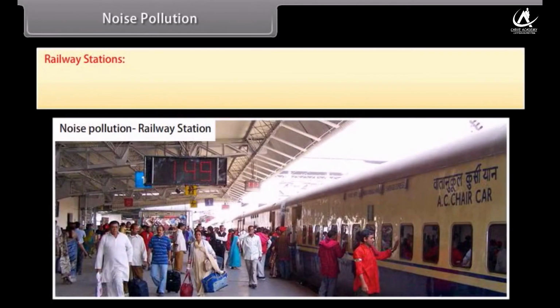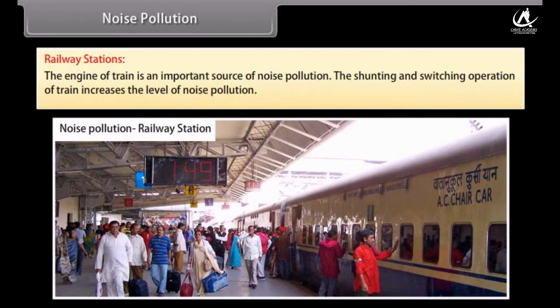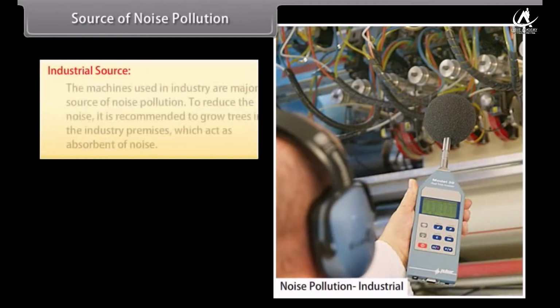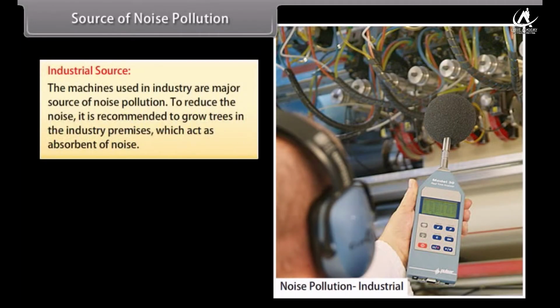Railway stations. The engine of a train is an important source of noise pollution. The shunting and switching operation of trains increases the level of noise pollution. Industrial source. The machines used in industry are a major source of noise pollution. To reduce the noise, it is recommended to grow trees in the industry premises, which act as absorbent of noise.